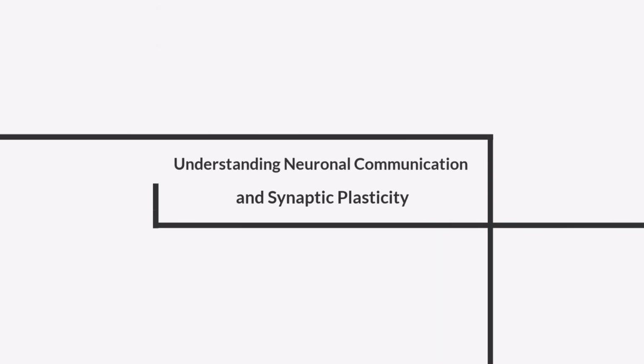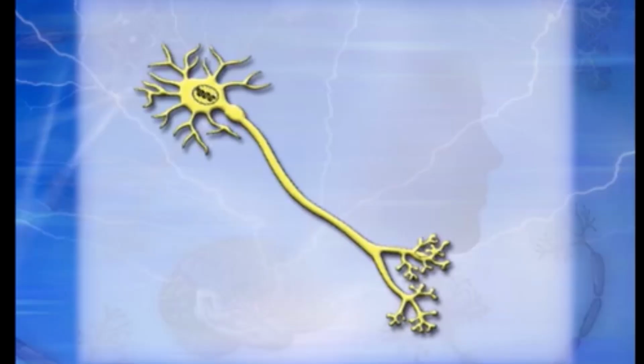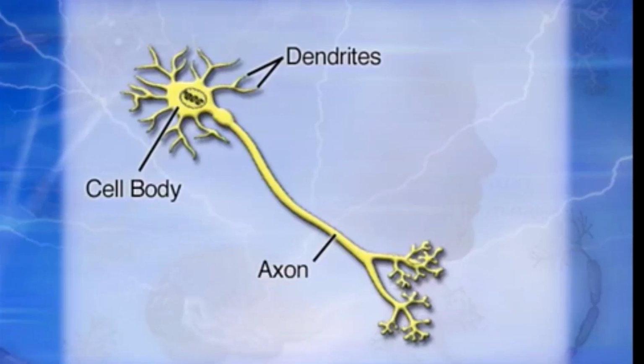Understanding neuronal communication and synaptic plasticity. Starting on the far left, we have dendrites, also termed dendritic spines. These are the ears of the neuron, where information from other neurons flows in. Sitting next to the dendrite is the cell body, a basic part of every cell. Moving right, we reach the axon, which communicates to the next neuron, terminating in axon terminals.